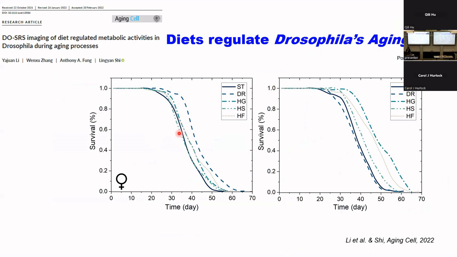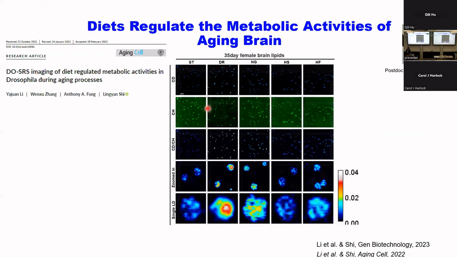If we eat less, we live longer. So this is a lifespan. DR is diet restriction. When we eat less, we live longer. These are animal studies, not human studies yet, but animals really live longer when they eat less. But the question here is, what happens metabolically when they eat less? What happens in the brain or other parts of the body?